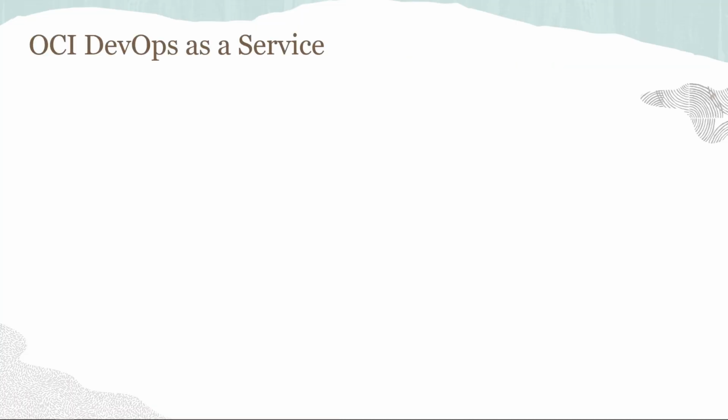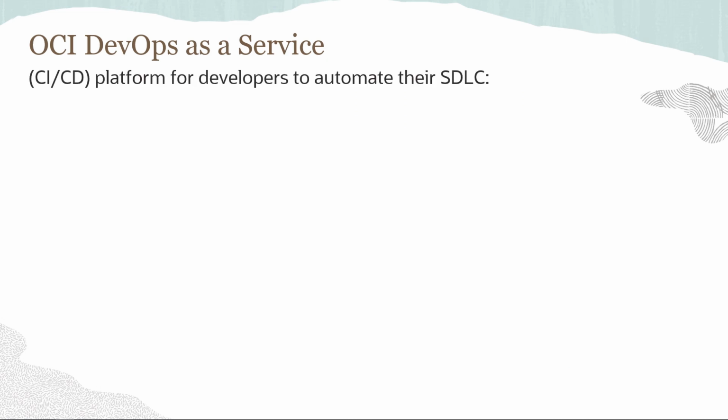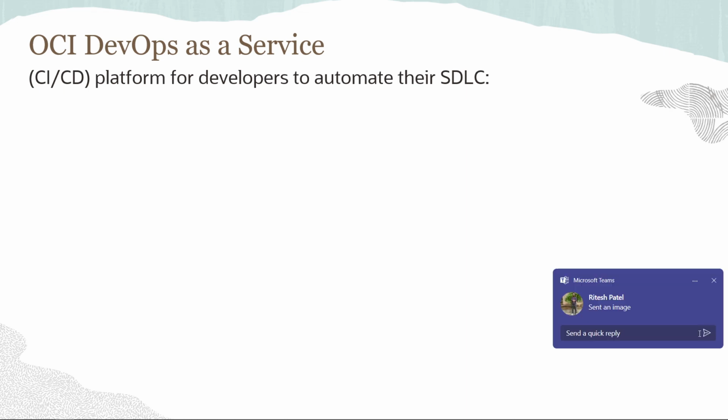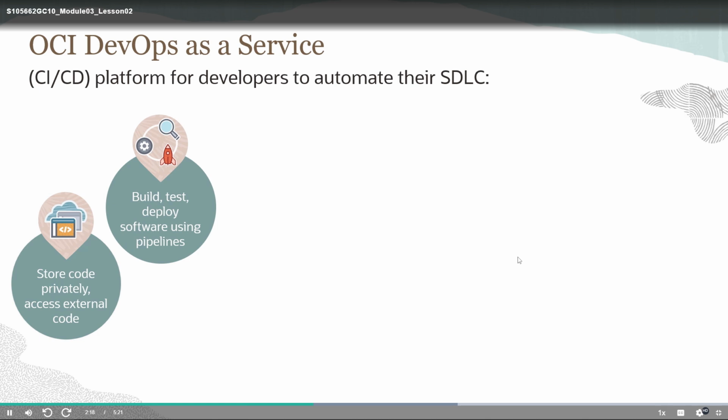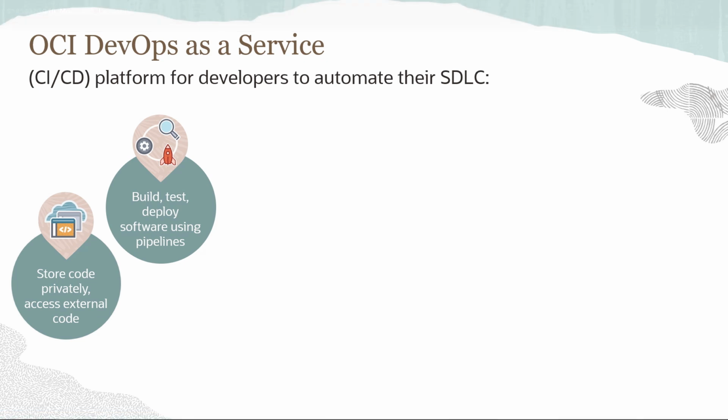Let's understand OCI DevOps as a service in more detail. The Oracle Cloud Infrastructure DevOps service is an end-to-end continuous integration and continuous delivery platform for developers. This service makes it easy to build, test, and deploy software and applications on the Oracle Cloud. With the help of OCI DevOps service, you can create private code repositories to store and manage source code. You can also mirror external repositories from GitHub, GitLab, and Bitbucket Cloud to OCI code repositories. It helps you build and test your latest changes in a build pipeline with a service-managed build runner.